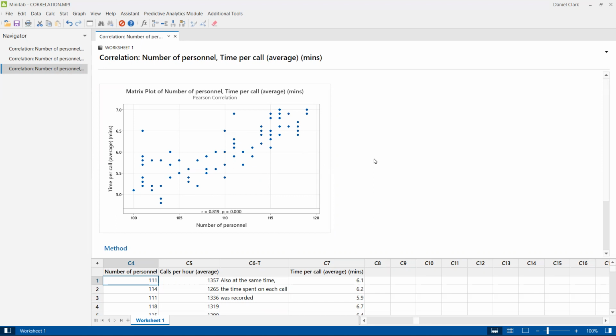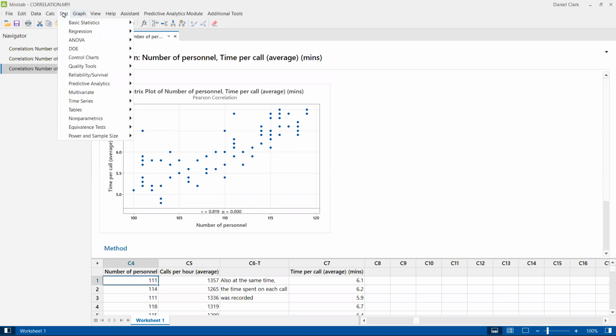Well, let's talk about what regression means. Correlation tells us about the strength and the direction of a relationship. Regression tells us how much of the variation in the Y, in this case the time per call, is attributable to the X, number of personnel. So we've done our correlation. I'm going to go ahead and do the regression analysis on this same data.